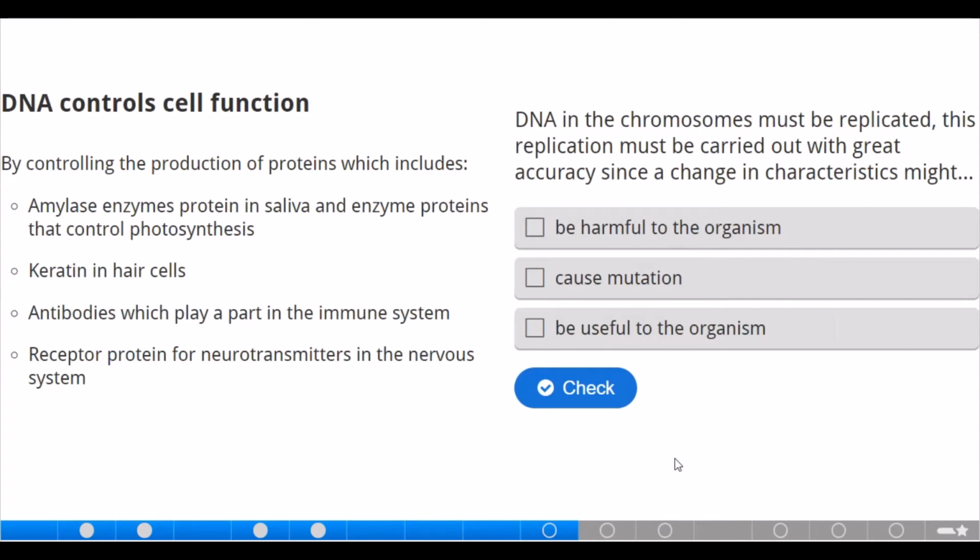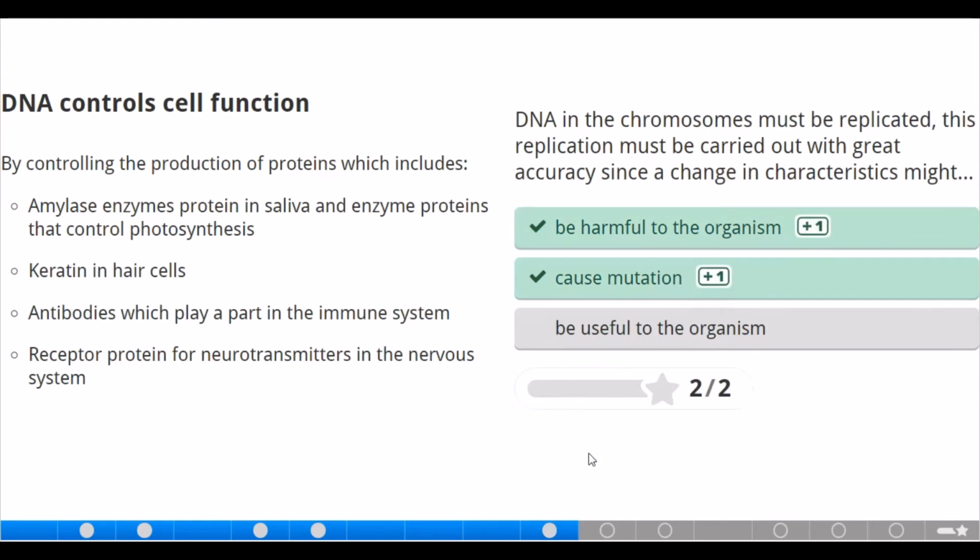DNA controls cell function by controlling the production of proteins, which includes amylase enzymes, proteins in saliva, and enzyme proteins that control photosynthesis. Keratin in hair cells, antibodies which play a part in the immune system, and receptor protein for neurotransmitters in the nervous system. DNA in the chromosomes must be replicated. This replication must be carried out with great accuracy since a change in characteristics might be harmful to the organism and might cause mutation.